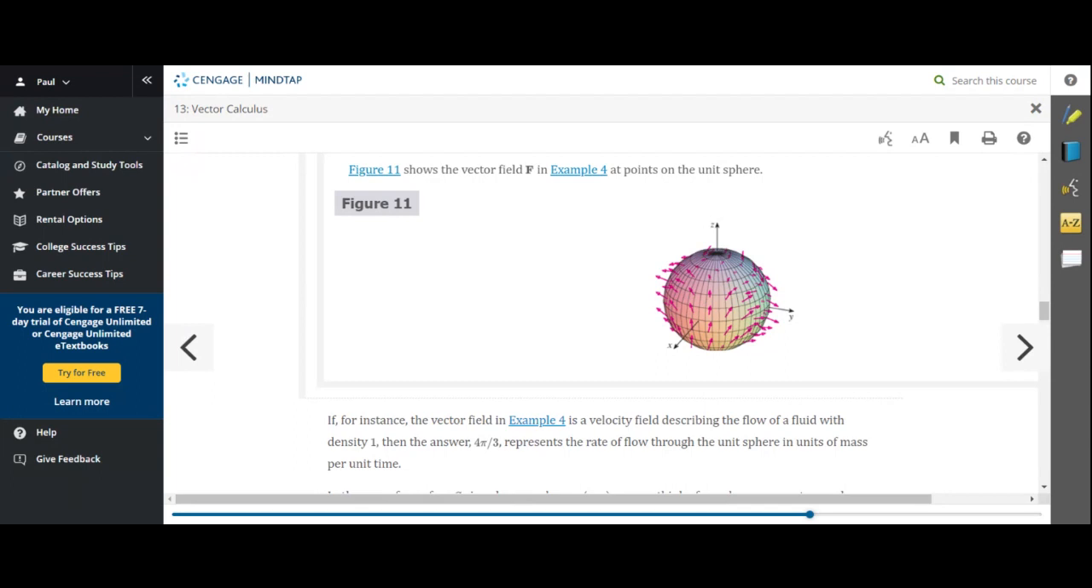All right. So that being said, are there any questions on this? If the vectors were all flowing inward to the surface, would the flux be positive or negative?